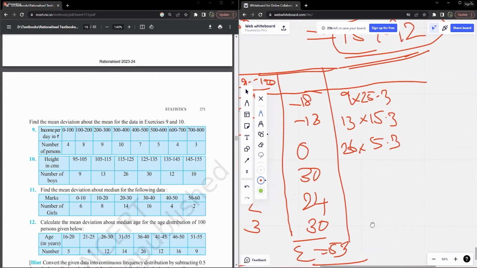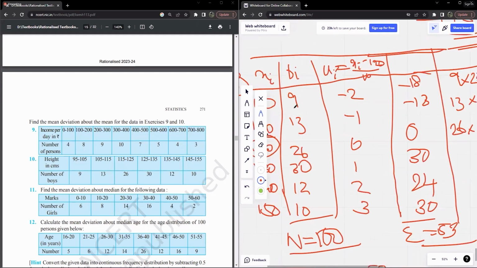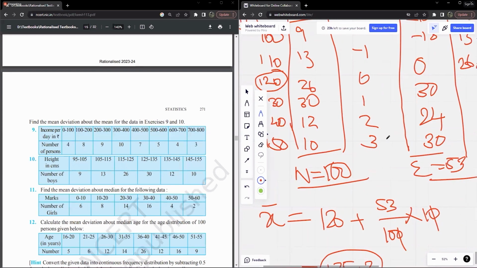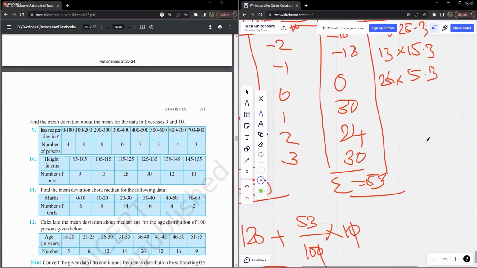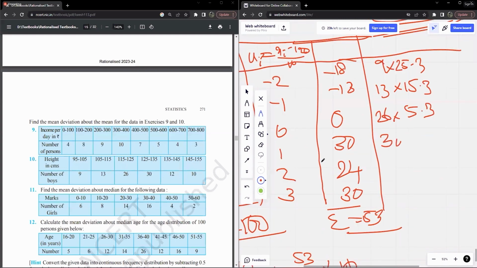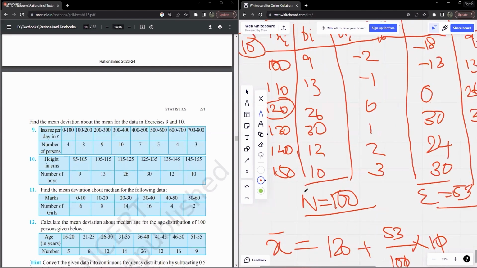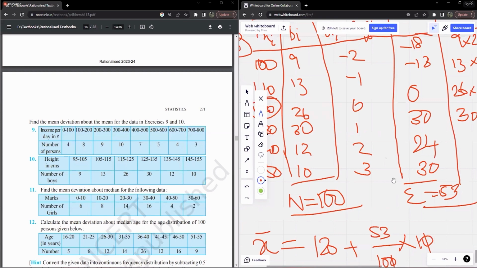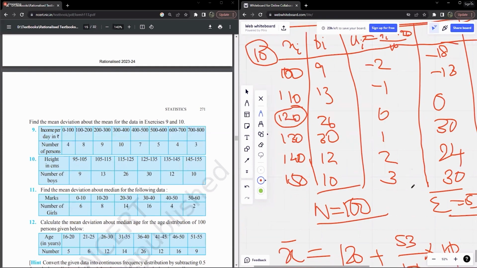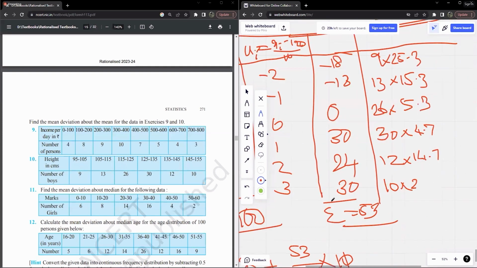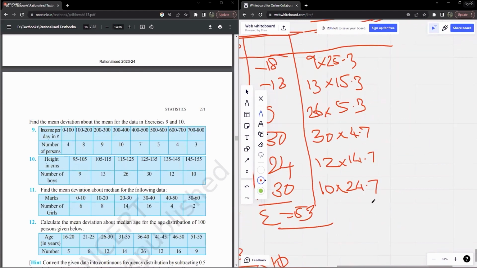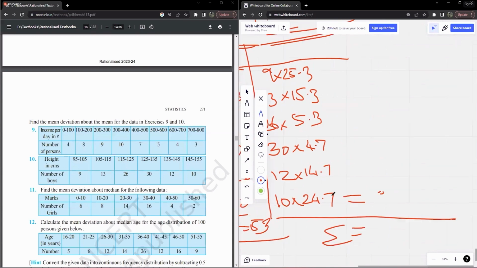Right. 130 minus 125.3 is 4.7. So we have 30 times 4.7. Then you have 12 times 14.7. And finally, you have 10 times 24.7. Right. And you have to calculate this in blocks also. This is the easiest. This is basically 247. Right. This is second easiest.